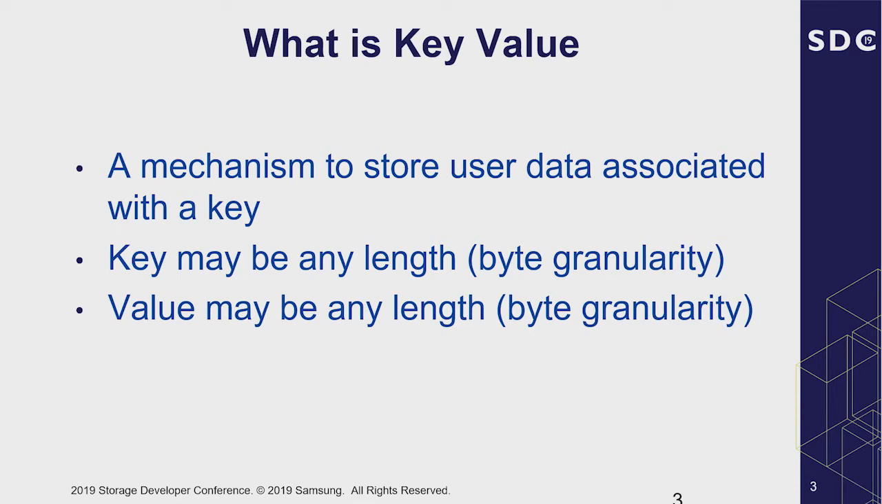Key value is a mechanism that is different from your traditional block storage paradigm where you store user data associated with a key. That key can be anything you want it to be. It could be a URL, it could be simply a name, it can be anything you want it to be. The key may be any length. It is a byte granularity. The value, which is your user data, may be of any length. It is also a byte granularity. Now, with a caveat here, that's the concept, not necessarily the practice in terms of length.